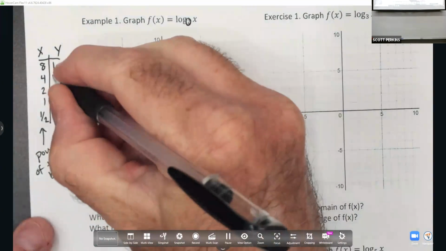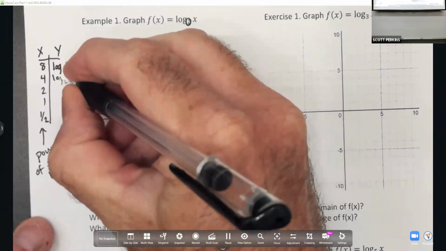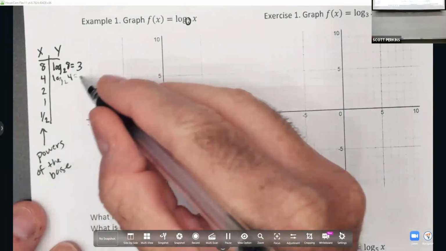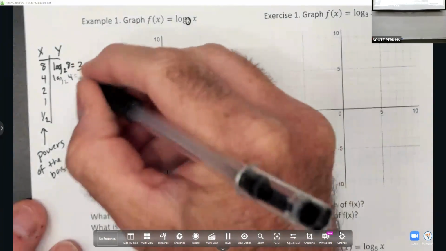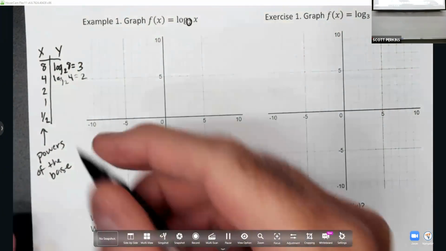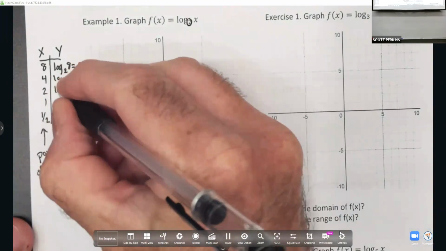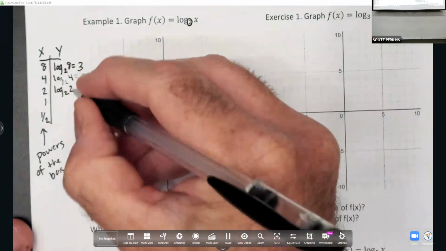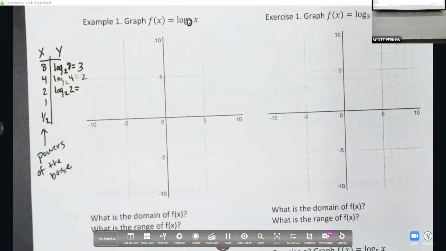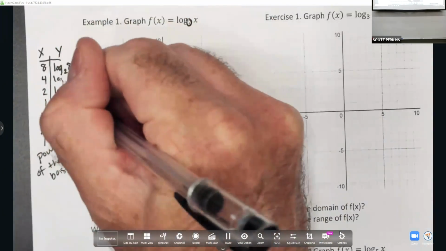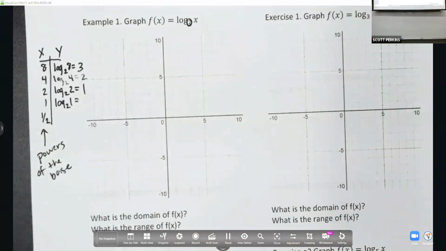So for the next one, log base 2 of 4. Same question: 2 to what power is 4? 2. 2 to the second power is 4, and on down the line. I'll just keep writing it out because it's making me happy. Log base 2 of 2. Well, 2 to what power is 2? 2 to the first power. Log base 2 of 1. 2 to what power is 1?